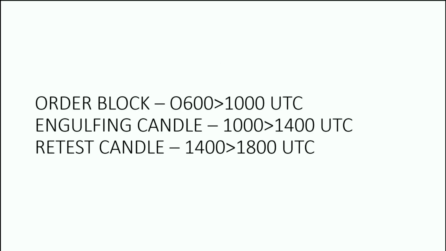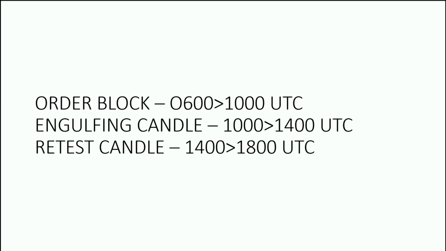So with the timings, we've got the order block. The order block is going to take place at 0600 till 1000 UTC. So that's 2 hours before and 2 hours into the London Open session. That's typically where things happen, like your stop hunts, whipsaws and things like that, where the market manipulation takes place. So there's a lot of opportunity there for people to get battered in the market.